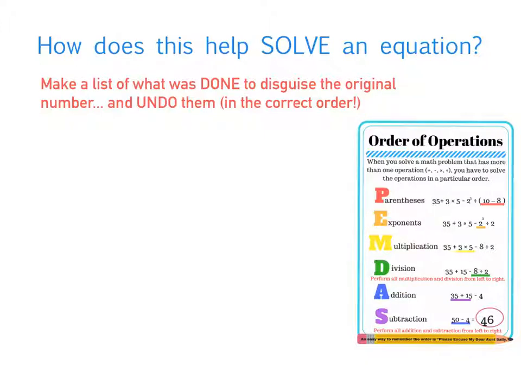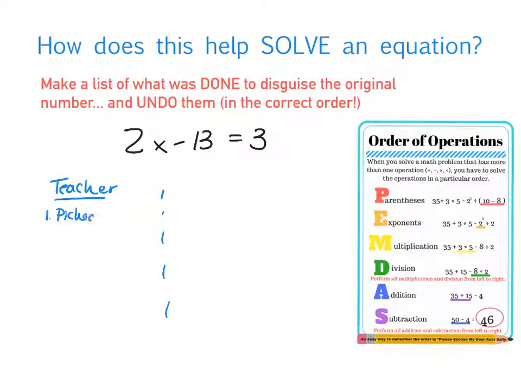So let's say we were looking at an equation like 2x minus 13 was equal to 3. Let's think about the teacher for a second, the teacher that made this problem up. What did they do to make this? Well, the first thing they did was they picked a secret number. Right? I don't know what number they used in this equation, so I want to find it. Now, that secret number they picked, they called it x.